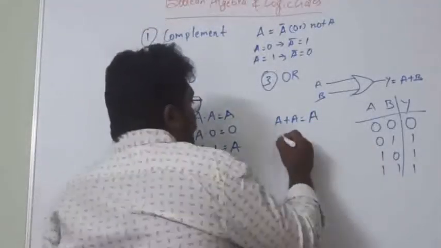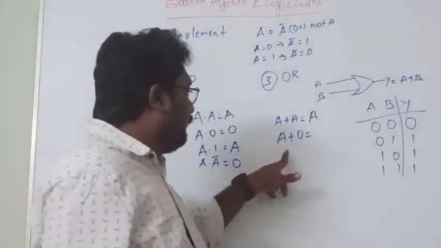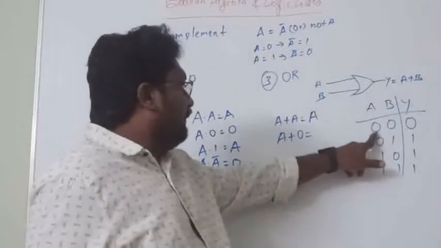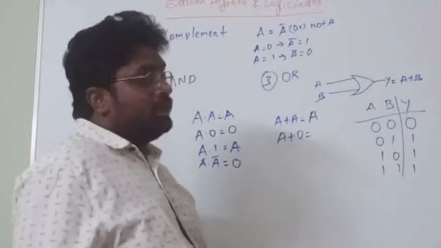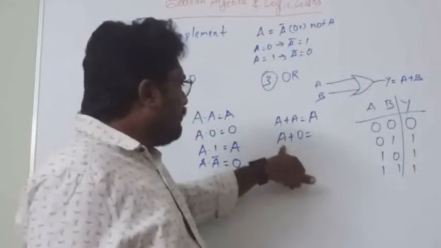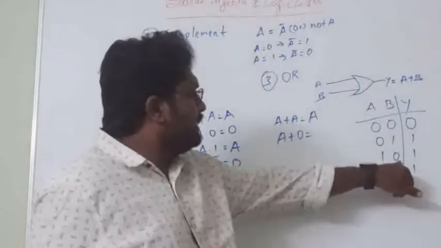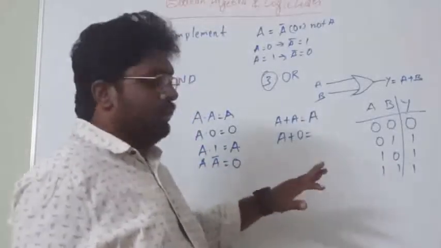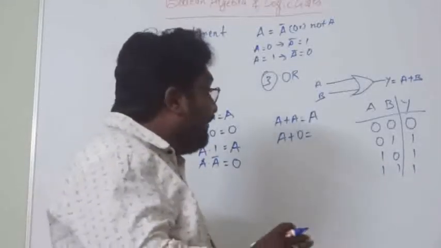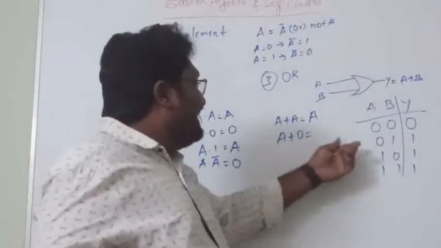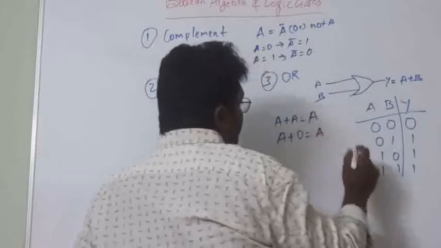So next one is, if you are taking A or 0, if A is equals to 0 and B equals to 0, then the output is 0. If we are taking A is equals to 1 and the next input is 0, the final result we are having is 1. That is, if we observe here, the value of A is replicated in the output. So A or A is also A.